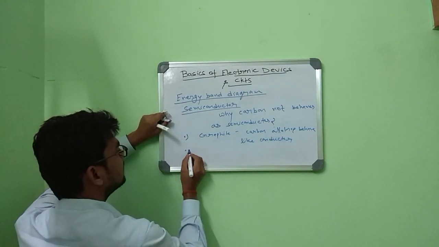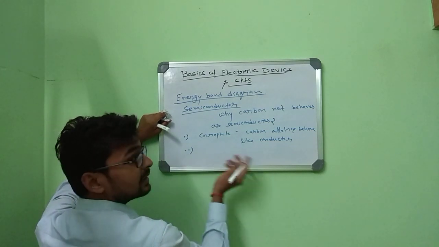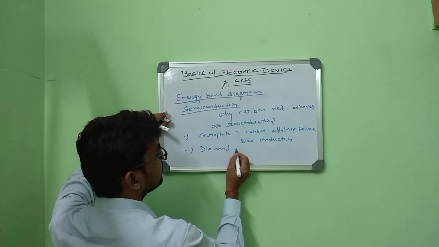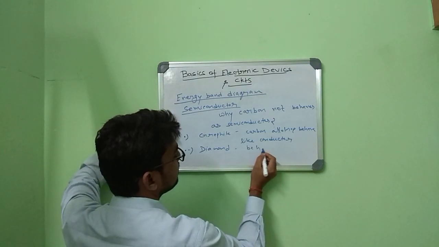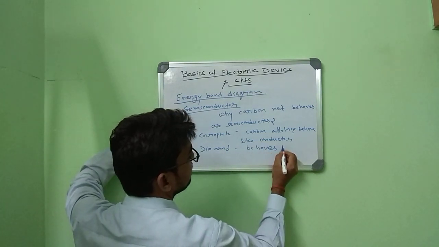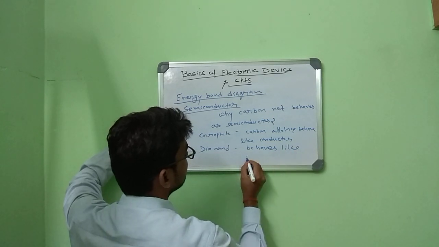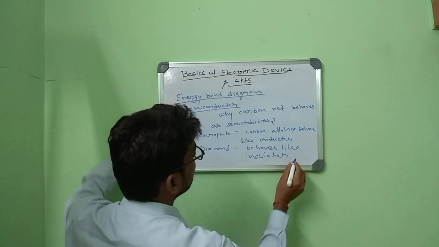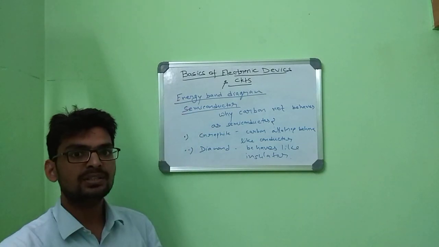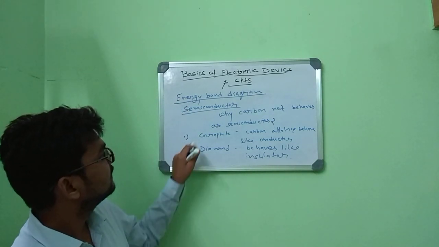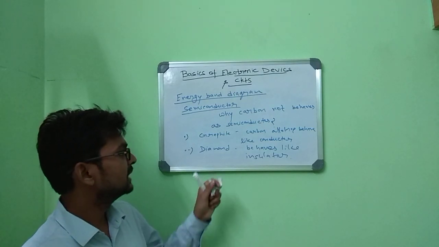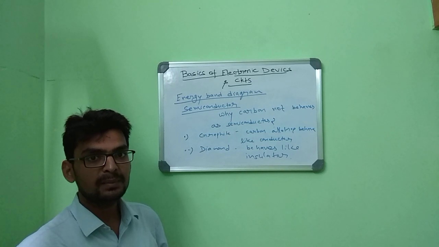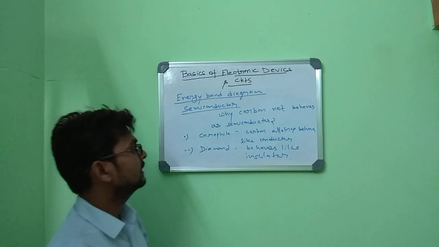And the second point is your diamond. Diamond behaves like an insulator. Because of the unstable structure of carbon, sometimes we have a conductor and sometimes we have an insulator. That's why we are not considering carbon as a semiconductor material.